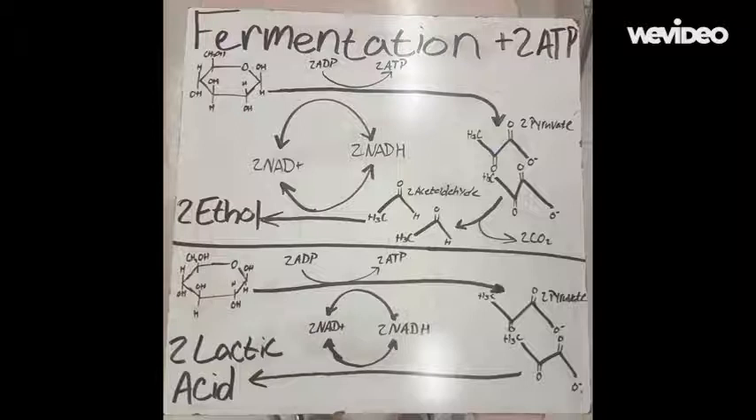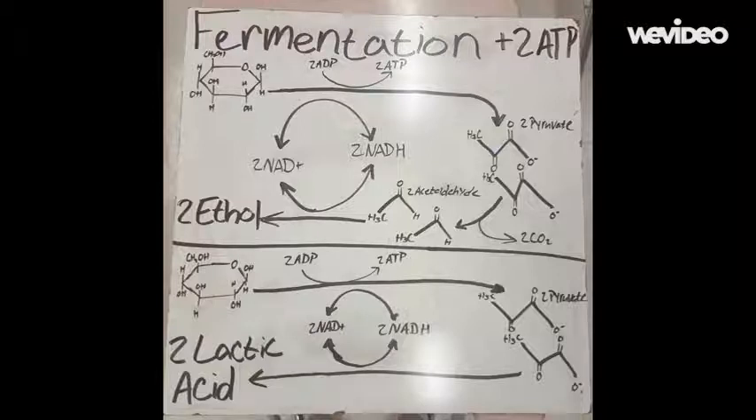Fermentation occurs when there is an insufficient amount of oxygen to be used for the electron transport chain. There are 2 types of fermentation: alcohol fermentation, which occurs in yeasts and bacteria, and lactic acid fermentation, which takes place in muscle cells. Both forms of fermentation start with glycolysis.